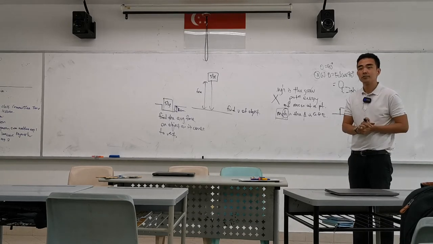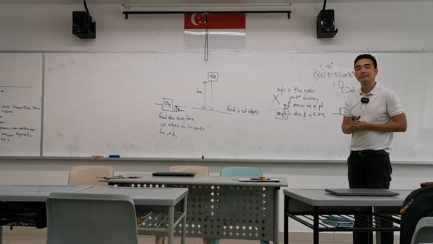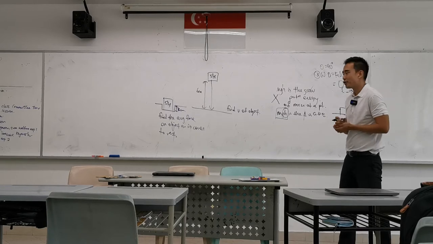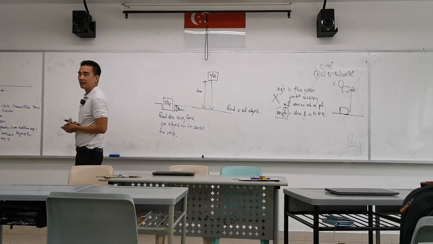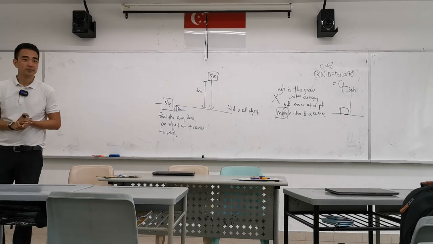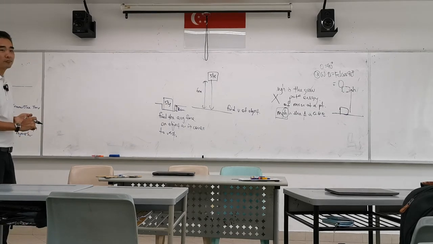Nine point eight one. Yeah, go ahead. So, square root of 2 times 9.81 times 6. Right? That would be the speed with which it hits the ground.